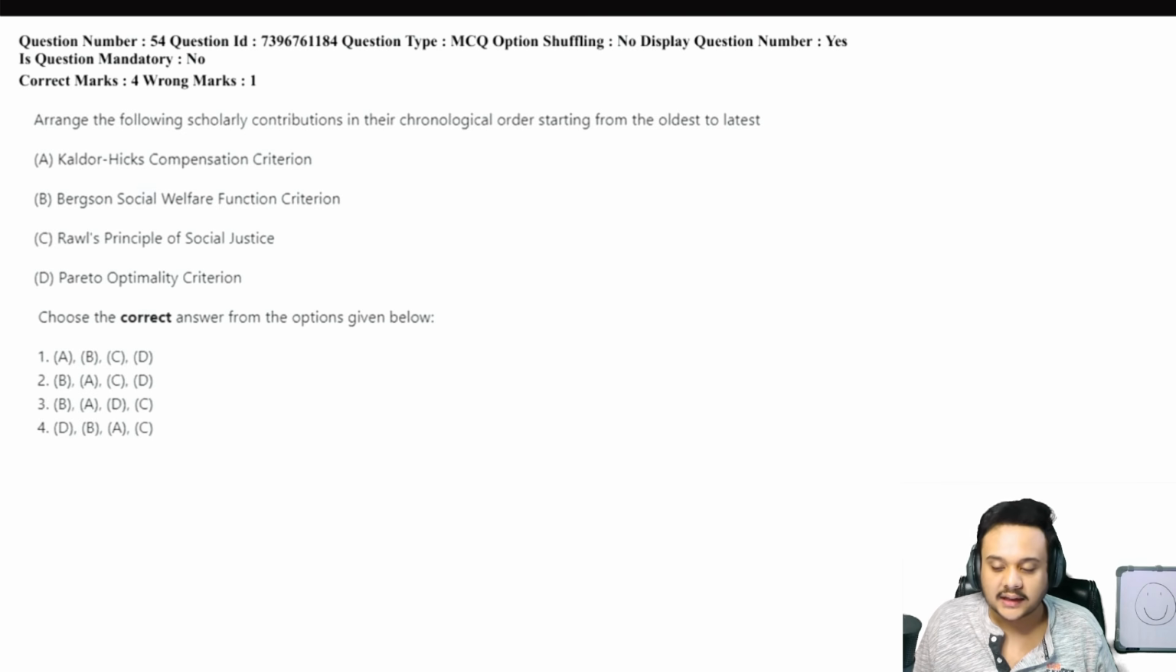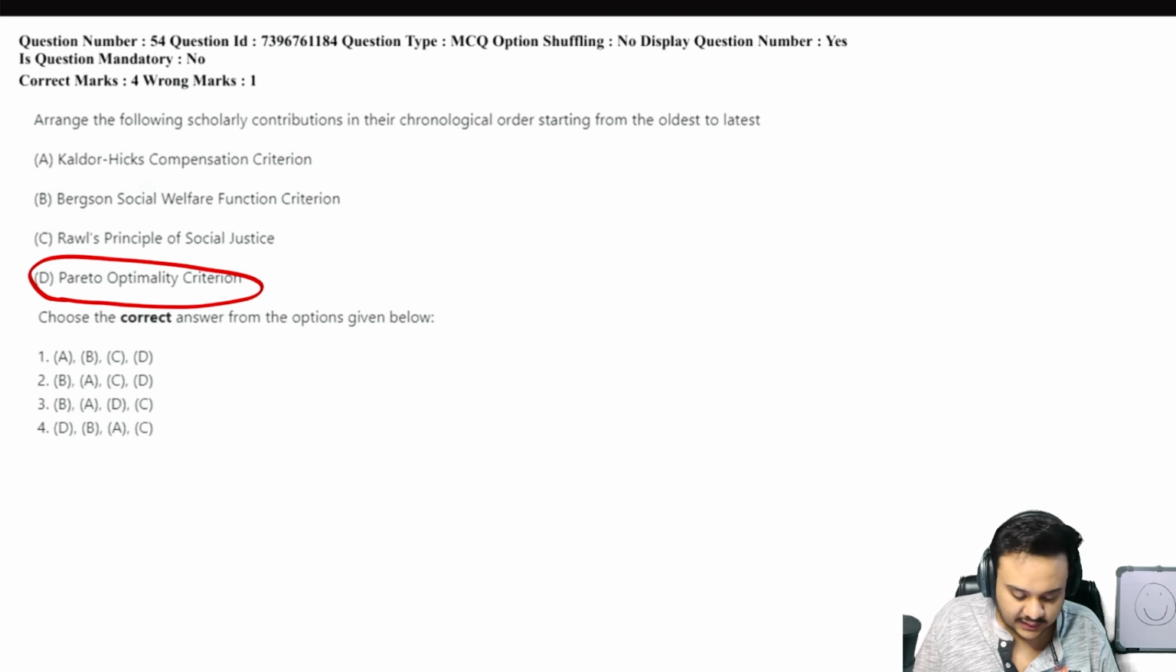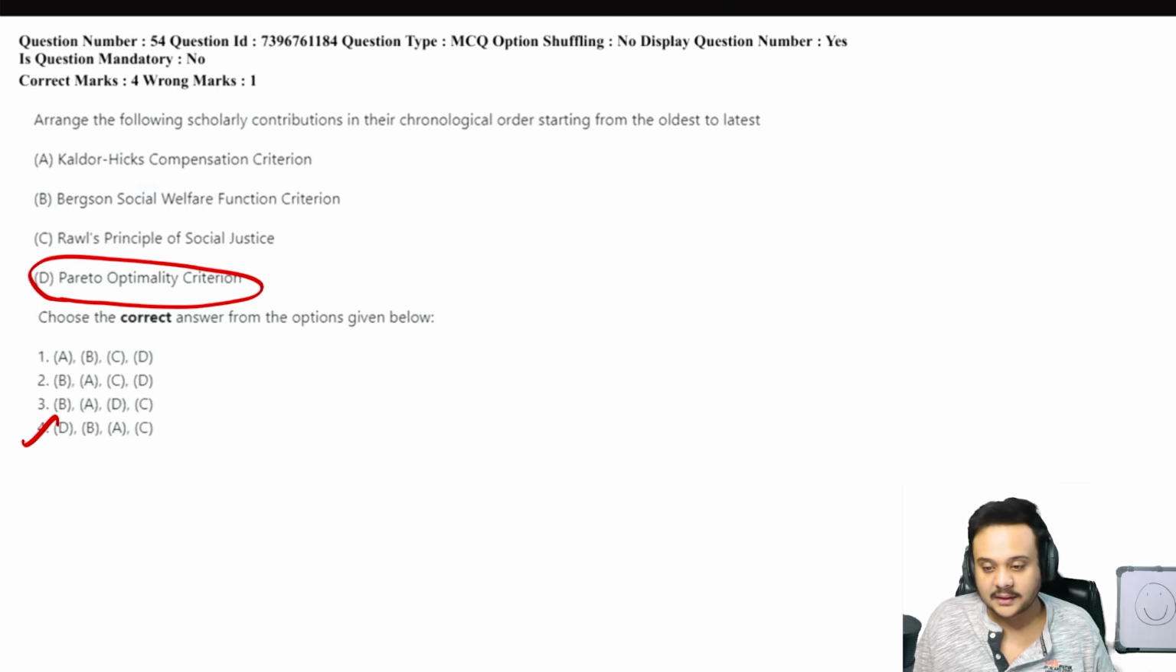This one was answerable because of the options. Look at the options once. You should know that Pareto optimality, or the Pareto optimality criterion, would come before social justice. These are basically welfare theorems that came on later. The Bergson social welfare function, then the Kaldor-Hicks, this was much later. So that is why there is only one option where the Pareto optimality is coming first. So that is why this was answerable only because of the options.